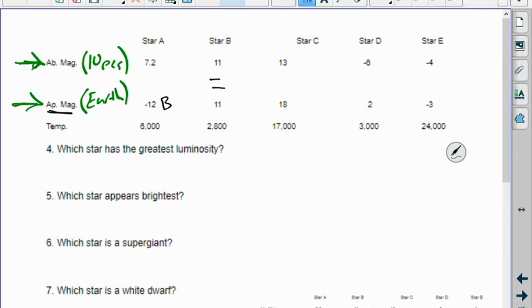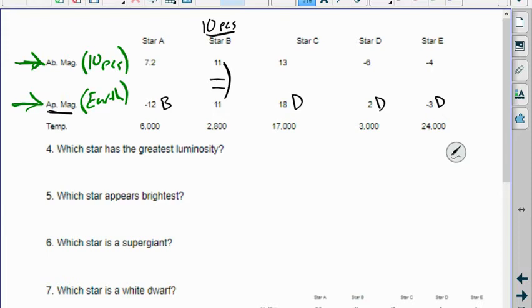And 11, that's equal. So right there, I know that that star is 10 parsecs away. I'm always going to give you a star that is 10 parsecs away. It's easy to identify because those two numbers are the same. In this one, an 18 is dimmer than 13. A 2 is dimmer than a negative 6. And a negative 3 is dimmer than a negative 4. So when you do your negatives, be careful. A negative 4 is actually a smaller number than a negative 3.